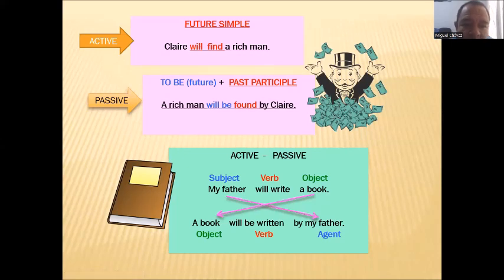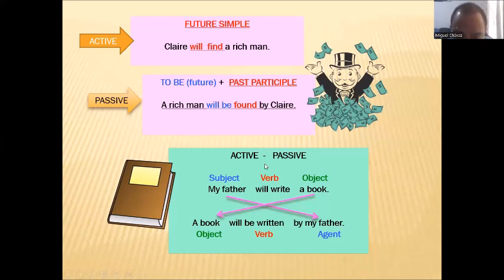How are we going to form the passive? We are going to use the to be, but in future. Then the past participle of the main verb. In this example, find has a past participle in found. Let's see the example. A rich man will be, this form of the verb shows us that it is in future. Will be found. Found is going to be the past participle of find, by Claire.